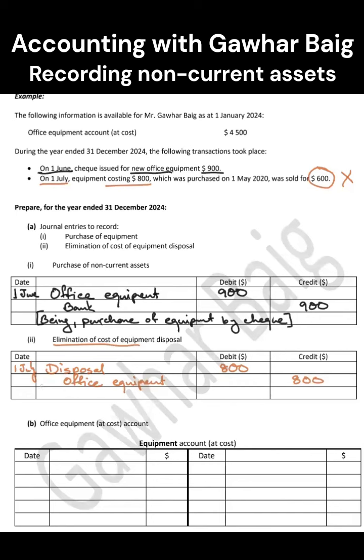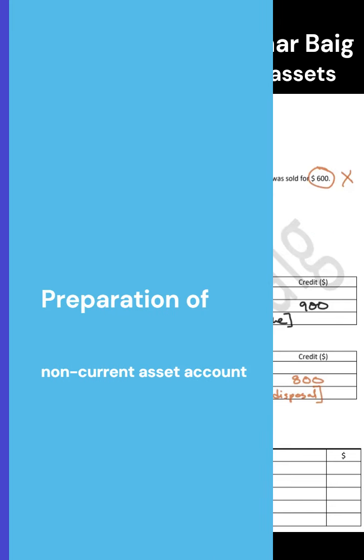If you're asked to write a narration, just write here being elimination or removal of cost of asset disposed. In most cases, you are not asked to write this narration, and the requirement will say so, as narration is not required.